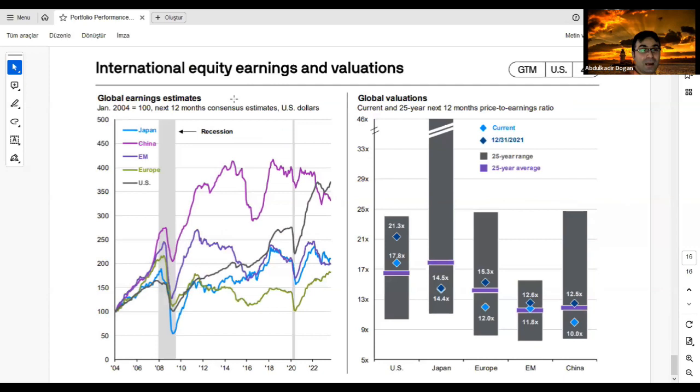And from my last slide, I want to say here, international equity earning and valuation. What we mean by this, look at this one. Consensus estimate for global earning. The light blue is Japan, the purple is China, EM, green is Europe, and gray is US. As you see from the charts on the left-hand side, Japan and Europe are lower, but the United States and China are higher. China is the motor driver of the world stock exchange.